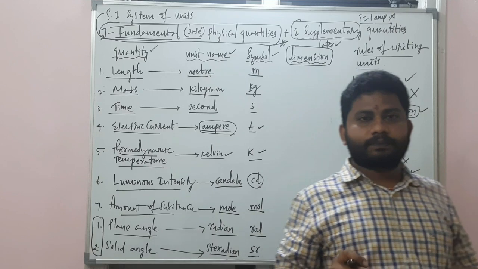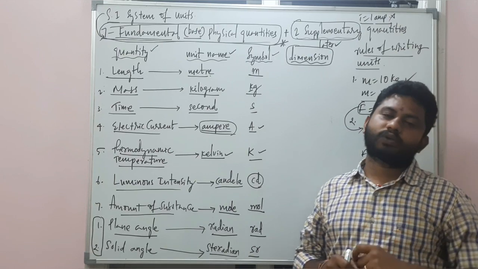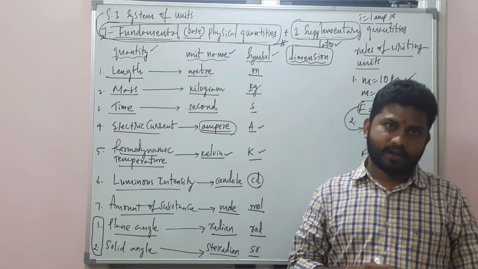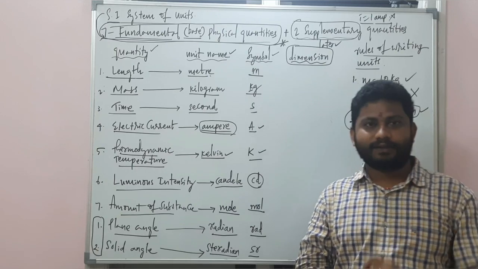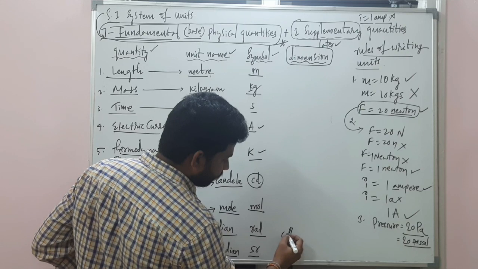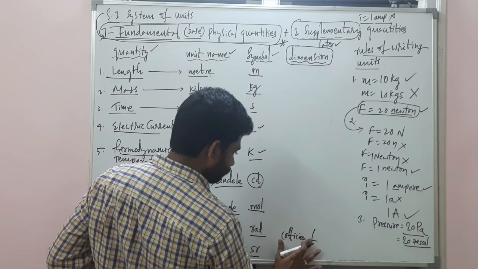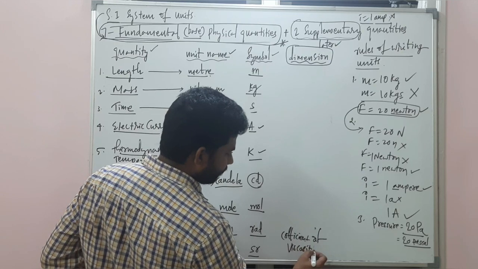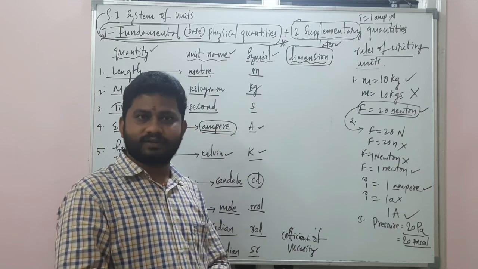Now, the second point. In this chapter, we will be dealing with physical quantities. There will be some physical quantities which you have not yet come across. Let me tell you one physical quantity called coefficient of viscosity, right? Let me write it here so that you will get an idea. Coefficient of viscosity. The first time you may be listening to this physical quantity.